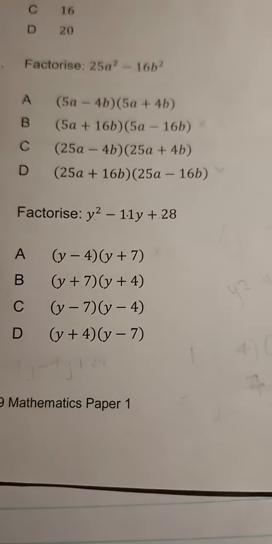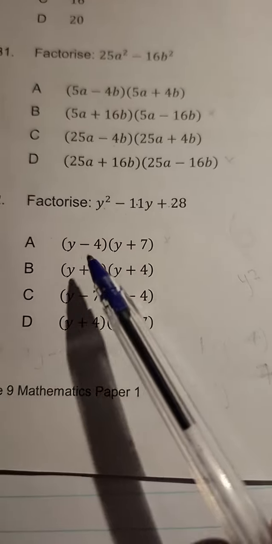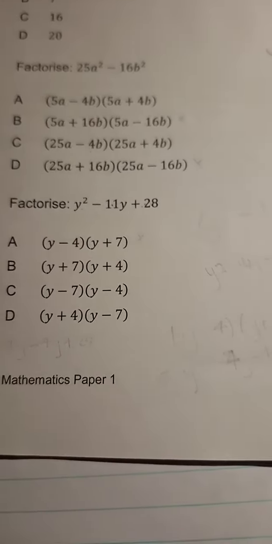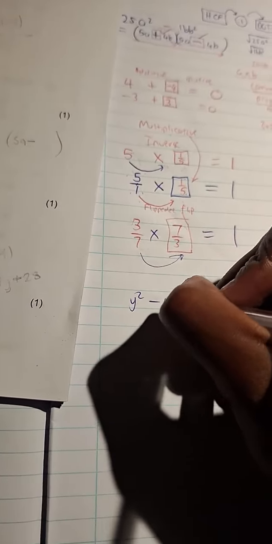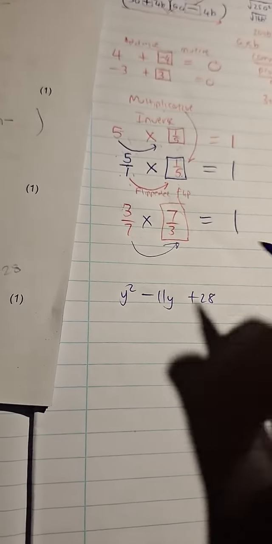Y squared minus 11y plus 28. So here, what are we going to do when we are factorizing? Y squared minus 11y plus 28.